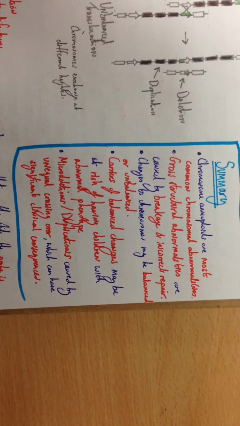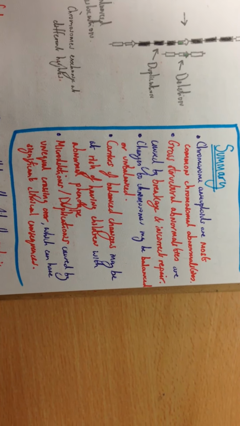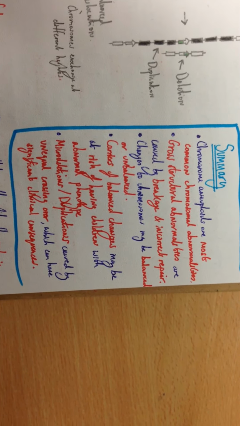In summary, chromosome aneuploidies are the most common chromosomal abnormalities. Chromosome structural abnormalities are caused by breakage and incorrect repair. Changes to a chromosome may be balanced or unbalanced. Carriers of balanced changes may be at risk of having children with abnormal phenotypes. Microdeletions and duplications are caused by unequal crossing over or unequal translocations, which can have significant clinical consequences.